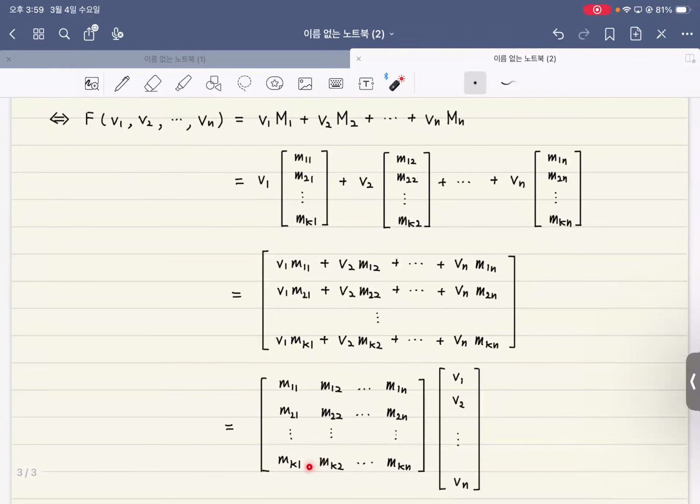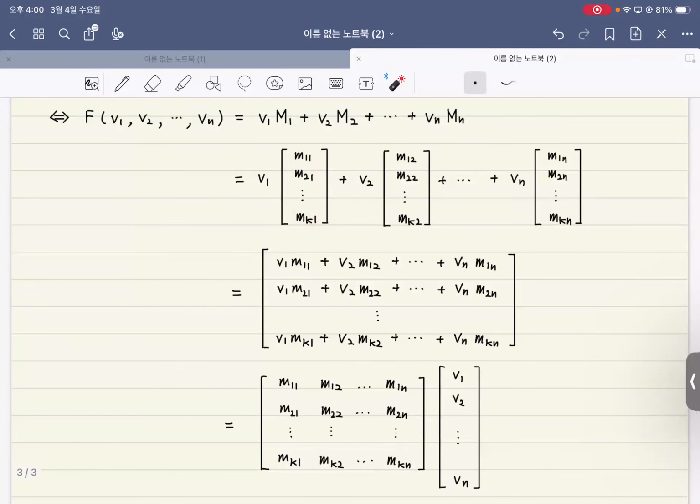And okay, now I want to talk about the dimension of this matrix. So what is the dimension of this guy? It has k rows, right? 1, 2, 3, k, and it has n columns, right? So, sorry. Okay, let me just cut to the point.